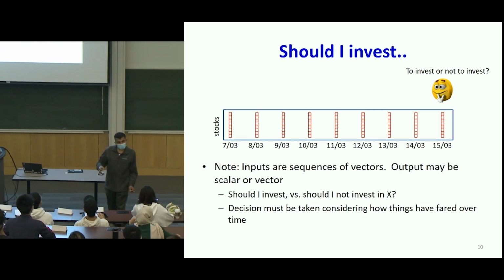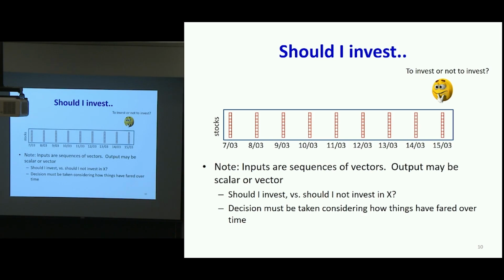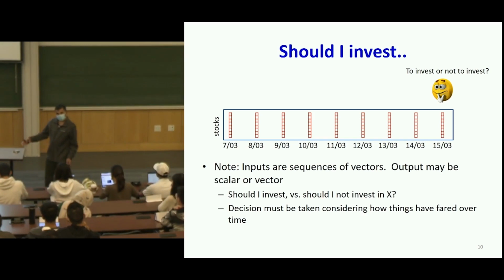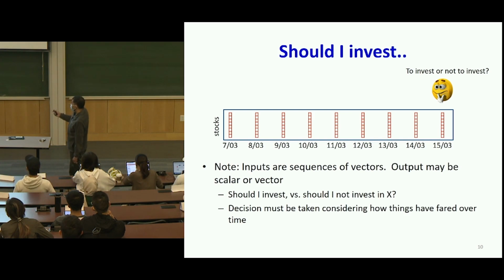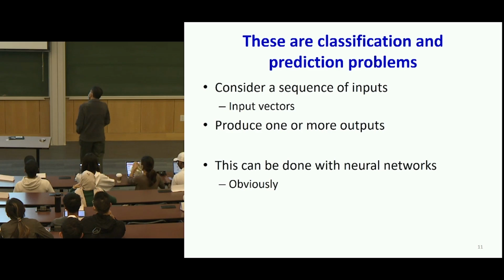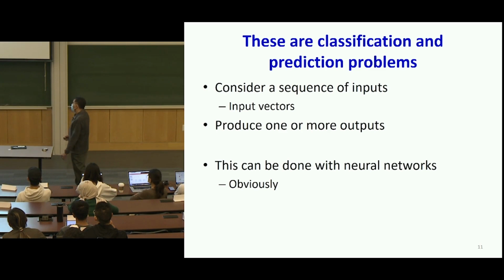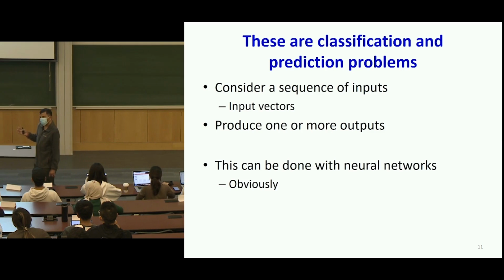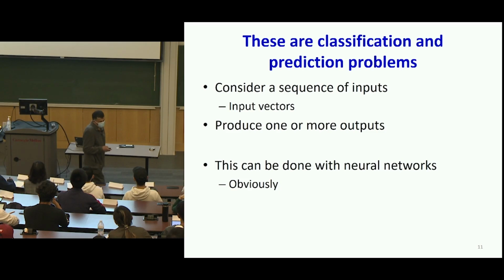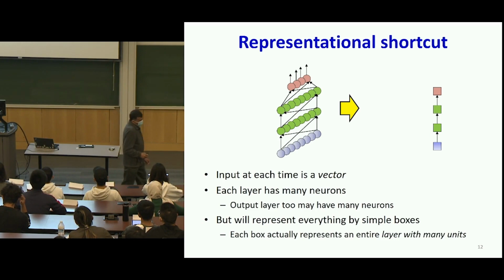And now the prediction itself can also be a scalar. Should I not invest in Apple? Or a vector, which are the things that are good to invest in? Again, the decision must be taken considering how things have fared over time. So in every one of these problems, you're considering a sequence of input vectors, and you produce one or more outputs. And obviously, this is just a function. It's a prediction problem. You can do this with neural networks, right?